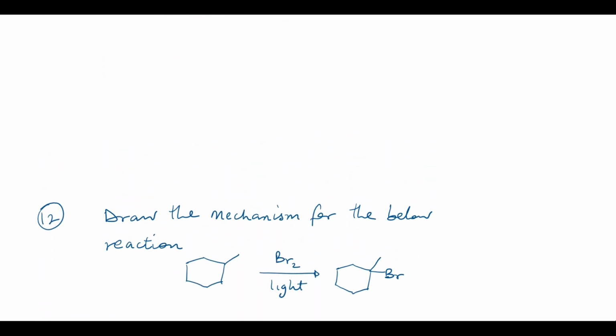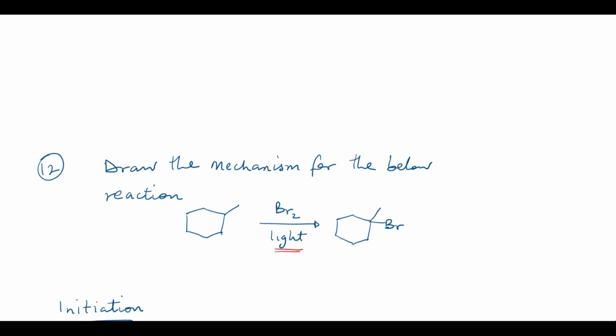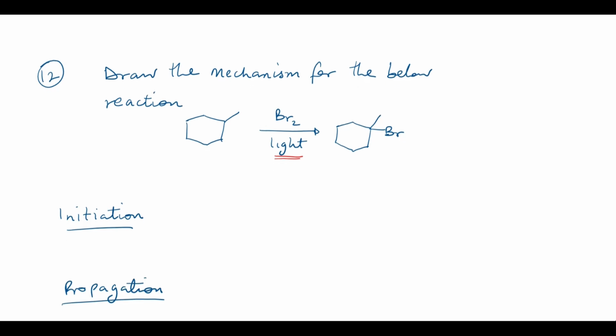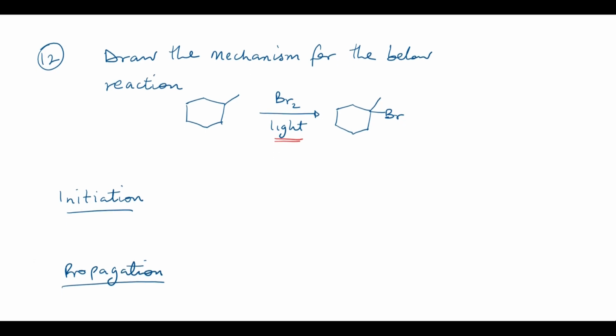Now, this question asks us to draw the mechanism for the reaction showing on the screen. Since we are reacting an alkane with bromine and the reaction is taking place under light conditions, then this has to go through a radical mechanism. And in a radical mechanism, there are 3 stages: initiation, propagation, and termination step.